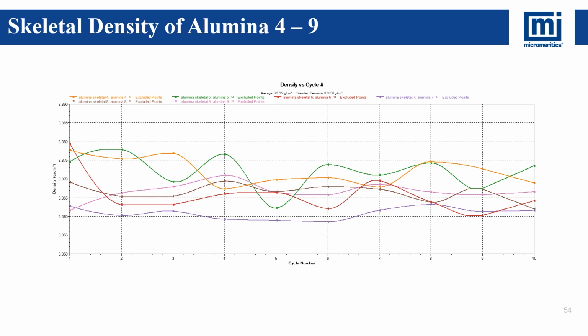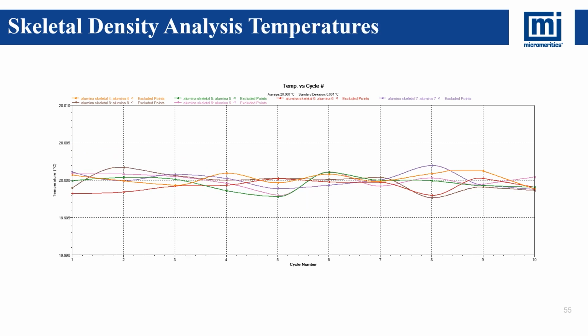And that's generally the case with gas displacement pycnometry, that the more material you have under test, generally the more reproducible and repeatable the results. We also recorded the temperature of the analysis for each cycle, and we see here that for all of these, they're within about 0.002 degrees of 20. 20 was our set point for the analysis, and again we have very good temperature control. This does help to improve the repeatability, reproducibility and accuracy of the results to have good temperature control.